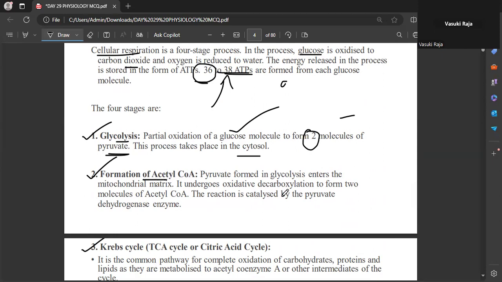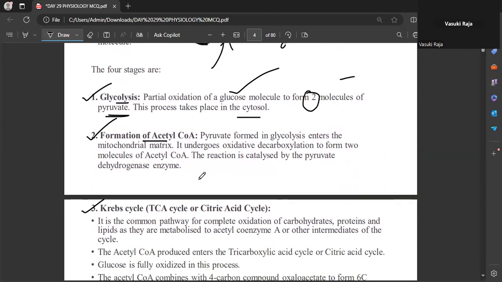Now, second, after the pyruvate is formed, this pyruvate has to be converted into acetyl-CoA, and that process is called pyruvate decarboxylation. We are getting the pyruvate from glycolysis, and now it enters the mitochondrial matrix. There, it undergoes an oxidative decarboxylation, which means removal of carbon dioxide. As a result, they produce two molecules of acetyl-CoA, and this reaction is catalyzed by the enzyme pyruvate dehydrogenase.